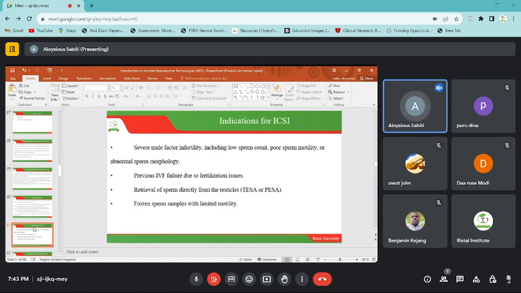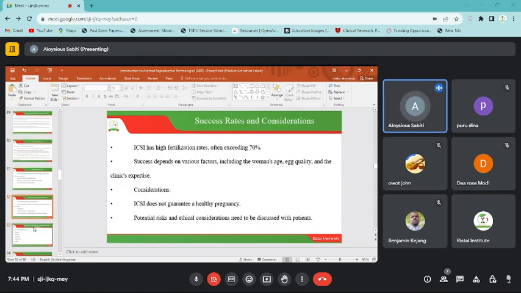So some of the indications, meaning why would you do an ICSI? One would be if the male factor is severe. For example, the person has a low sperm count, the movement of sperm is very poor, and the shape or morphology of the sperm is poor. But also, if IVF has been failing due to fertilization issues, but also for frozen sperm samples with limited motility, there is a possibility or there is need or an indicator for using ICSI.